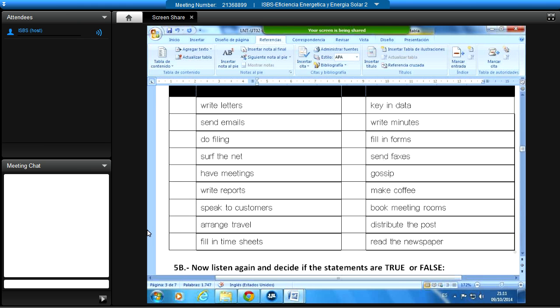Like write letters, you know, okay? To send emails as well, to do filing. What is a file? File, like X files. File. Don't look it up in the dictionary, just think. File. What is a file in the computer? Computer file. For example, a Word document is a file. A PDF is a file. Yes, file. Or in the menu, here you have sometimes file.